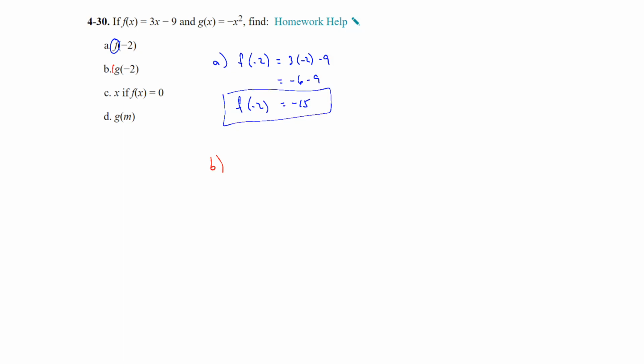On b, now you're looking at the g function. So this will be g of negative 2 is equal to negative. Now that negative is not being squared, so it's negative, and then you plug in the negative 2 and square it. So that means that this is still on the outside. Negative 2 times negative 2 is a positive 4. So then your answer is negative 4. So when you plug in negative 2, you get an output of negative 4.